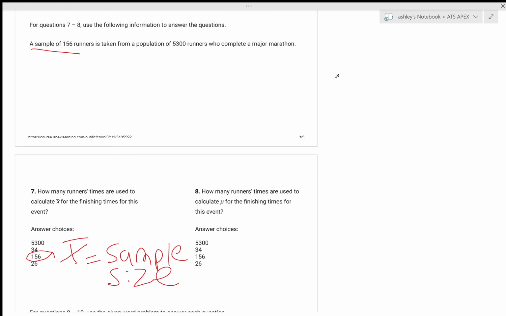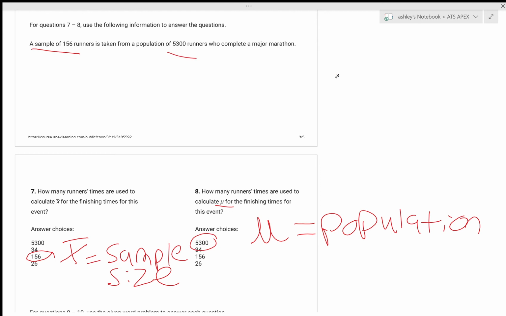Number 8 asks how many runners' times were used to calculate it. This is a little symbol here called mu. Mu is the population size. So it's everybody who ran the marathon, which is that number of 5,300. You will see some questions about that. The formula isn't really making you calculate anything, so I don't see a need for it, but just know that X with the bar is the sample size and mu is the population.